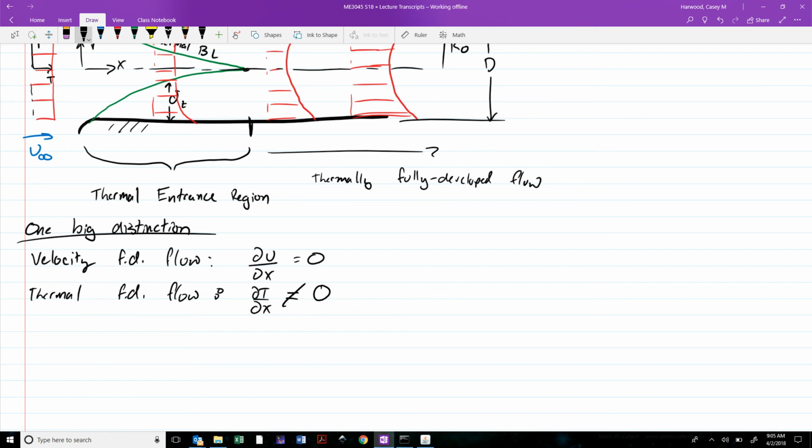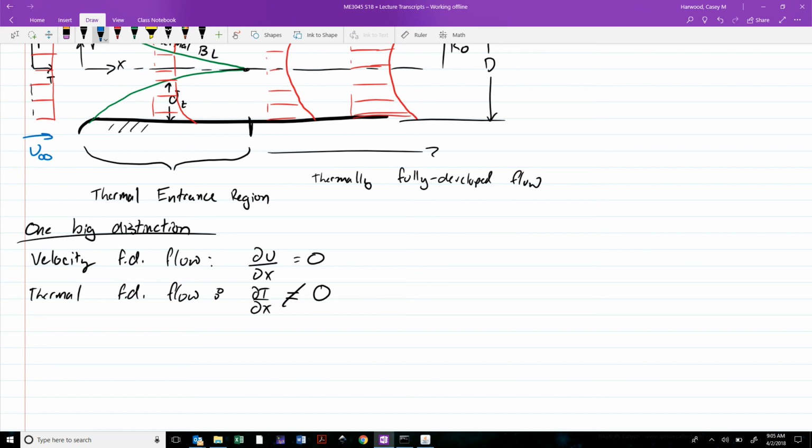The rate of change of temperature with x is not equal to 0, even downstream of this fully developed point. So that begs the question, why do we even justify calling it a fully developed flow? Right? It's clearly still changing. So what gives? Well, first off, why does this make sense?